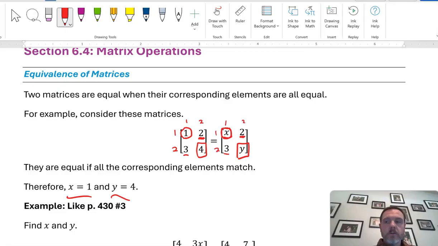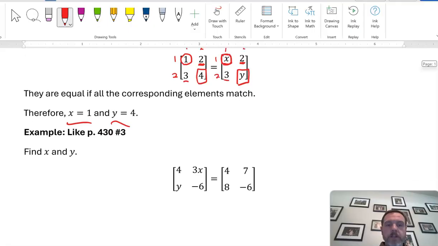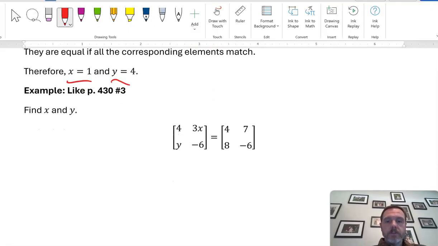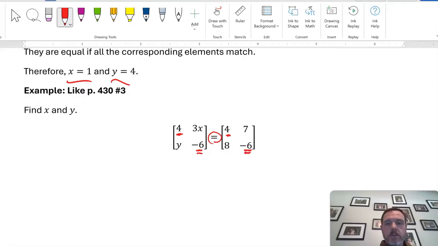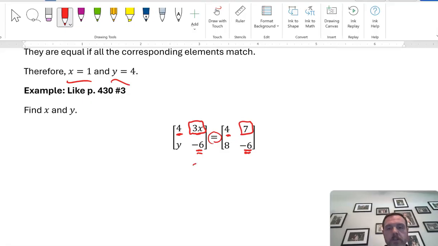Okay, so that makes number 3 on your assignment pretty easy. I'm not going to do number 3, but I'll do one like it, where we have two matrices that are supposed to be equal. Like those are 4s, these are -6s. Then over here we got a 3x, and over here we got a 7. So in order for those to be equal, 3x would have to equal 7.